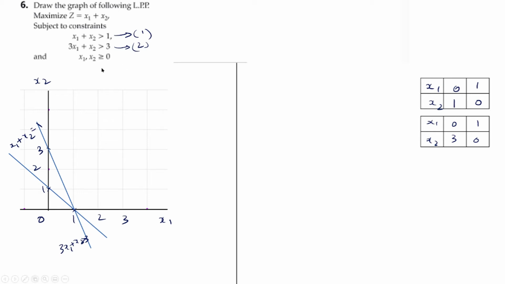So for the first constraint, x1 plus x2 greater than or equal to 1, it corresponds to this part. And then the second constraint, 3x1 plus x2 greater than or equal to 3, corresponds to this part. The non-negativity constraints give the first quadrant. So the region corresponding to all these inequalities is this region.